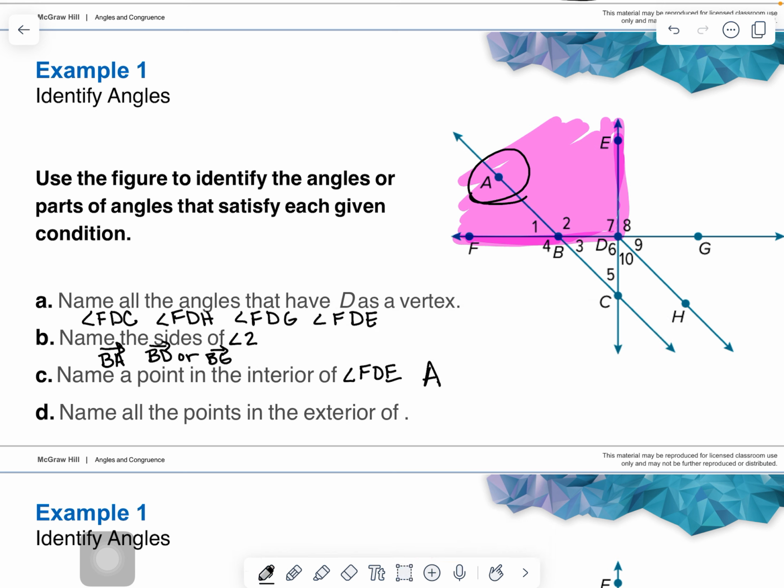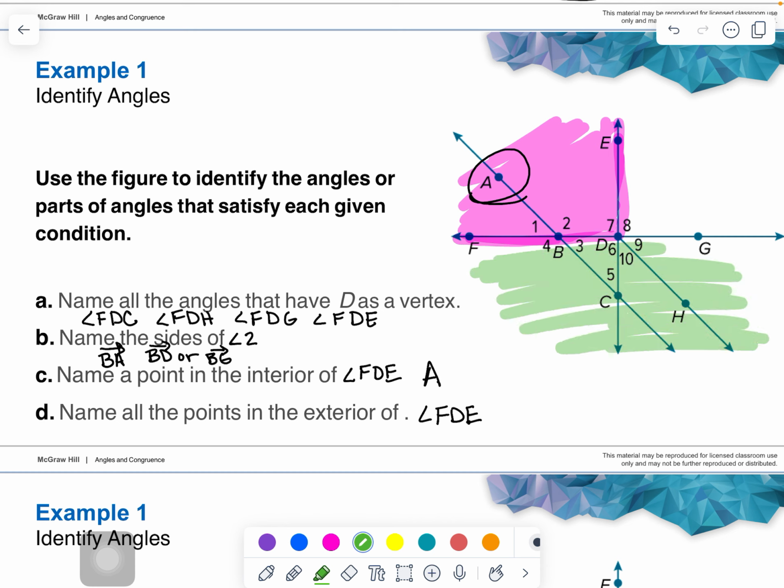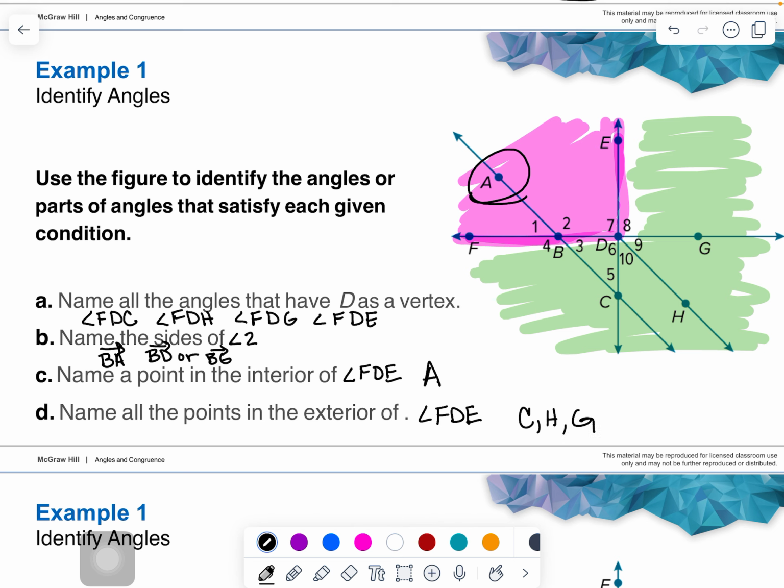And last, name all the points on the exterior of FDE. Well, that would be all the points out here. And that's going to be C, H, and G. And that's how I would go about doing these.